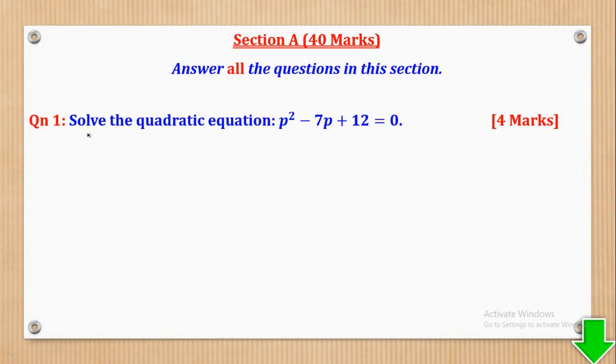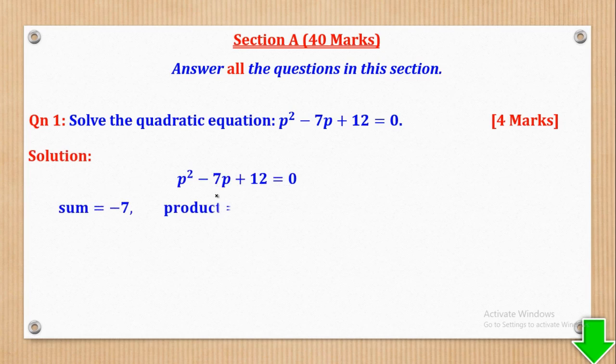So we shall start with question 1, and question 1 says: solve the quadratic equation p squared minus 7p plus 12 equals 0. So first of all, we shall rewrite the equation given, then after that we shall look for two factors whose sum is equal to negative 7 and product is equal to 1 times 12, which is 12.